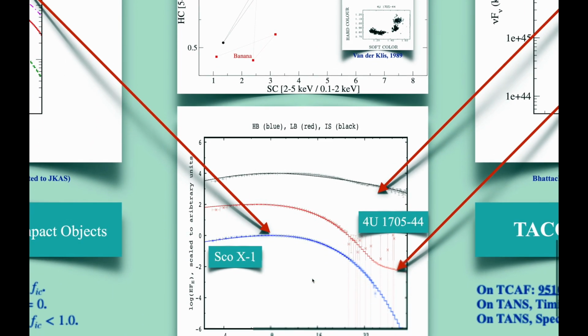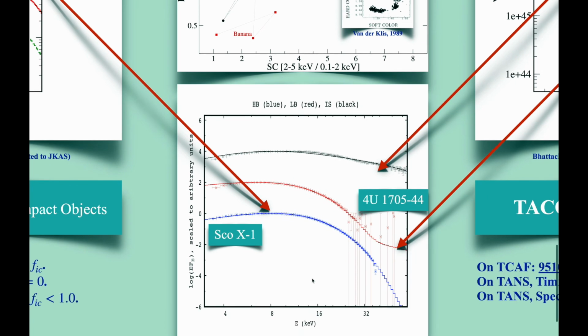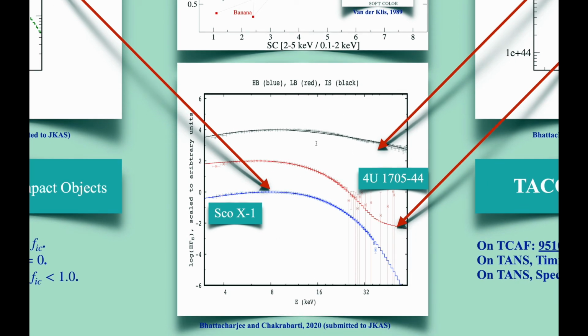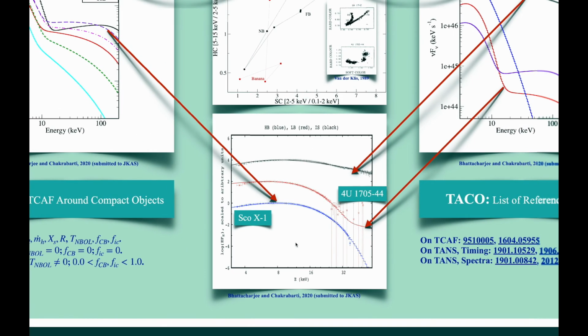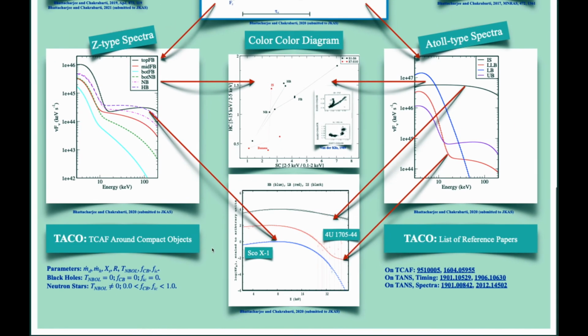And what else we get is we check this with observational data. This is the RXTE PCA PCU2 spectra of 2 different sources mentioned here. And we see that we get rough estimates of the parameters. We can fit the spectra quite well by varying our parameters. We have recently reported this to the Journal of the Korean Astronomical Society. So what we essentially get out of this is that we can get a common or unified solution for black hole and neutron star spectra. We can call it TCAF around compact objects, or TACO for that matter.